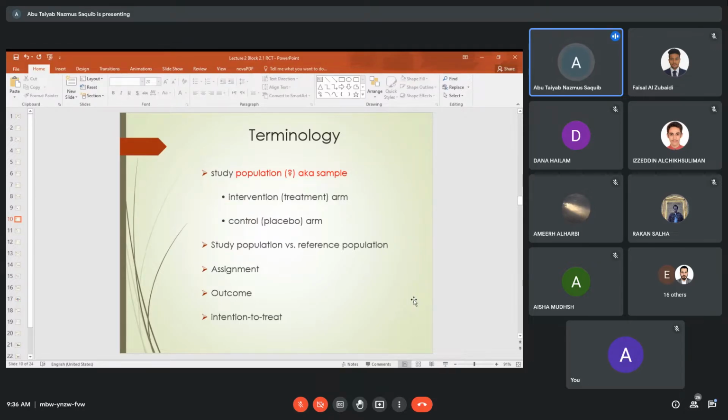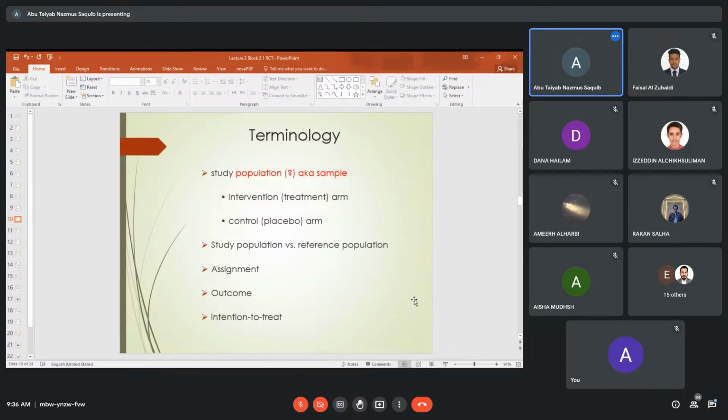Assignment. When we say assignment, we usually mean the assignment of the group, which group you are assigned to. Outcome is what we are interested in when we do a randomized control trial. Outcome could be death, outcome could be recurrence, prevention of recurrence, outcome could be prevention of the disease depending on the type of the RCT, or it could be reduction of symptoms, or cure from the disease. That's the outcome.